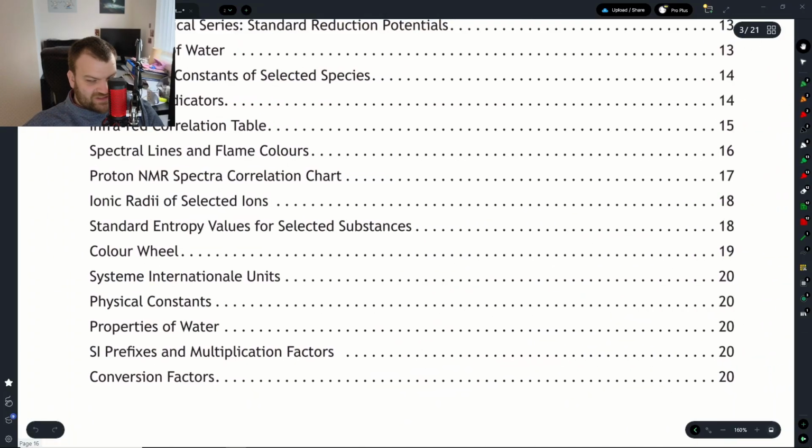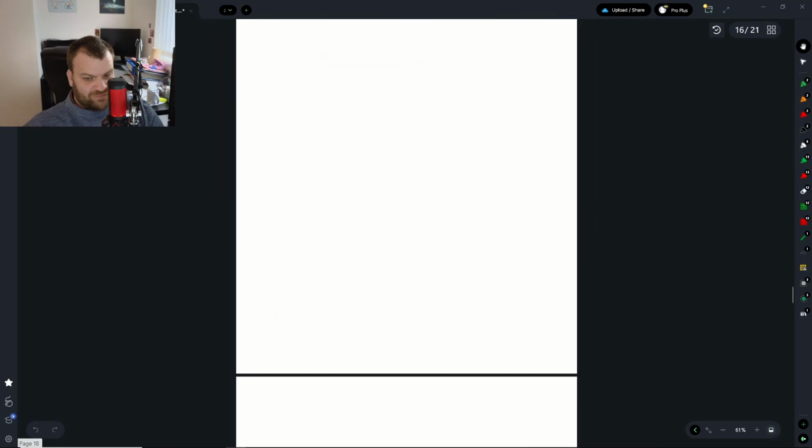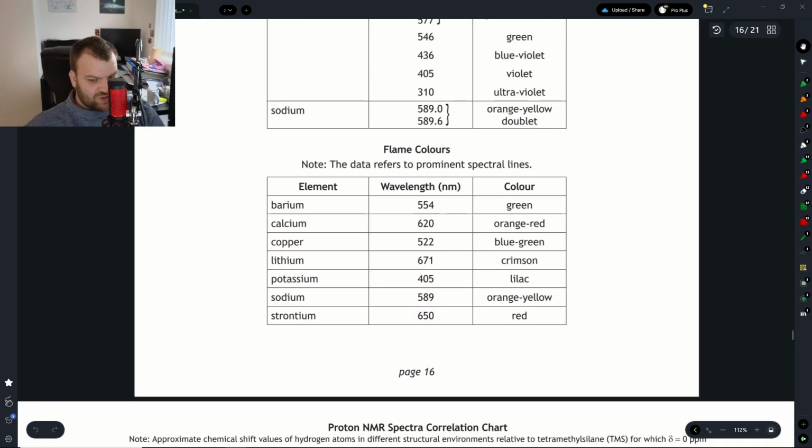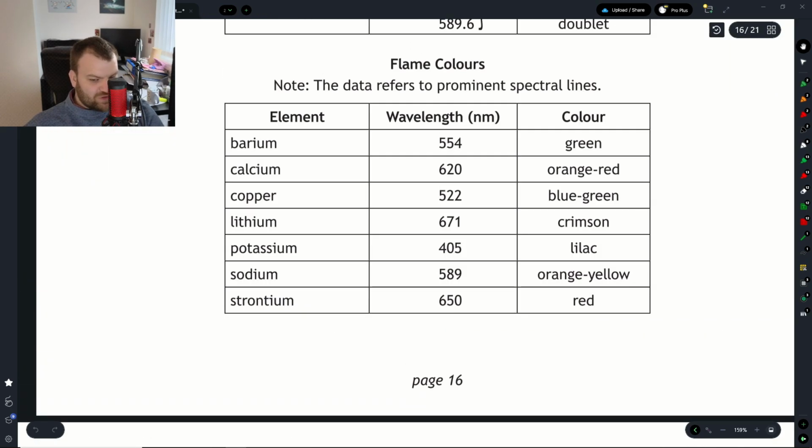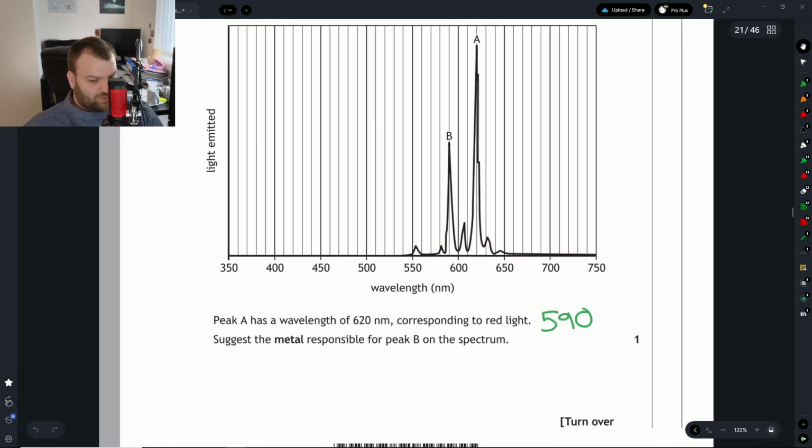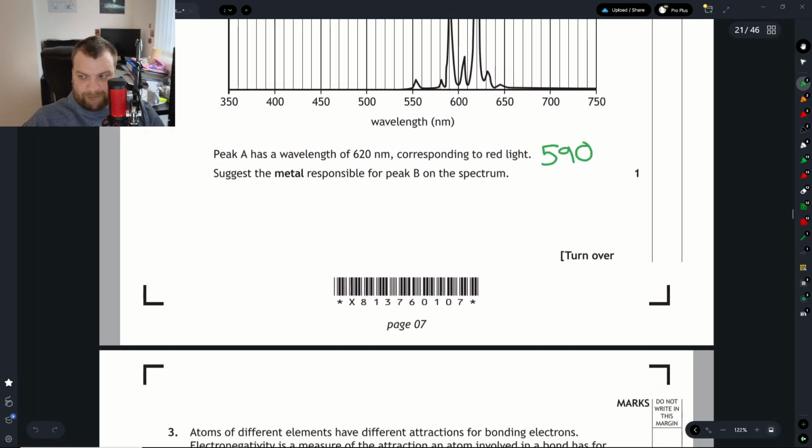We want to go to the data booklet. We're looking to go to page 16, which discusses flame colours. It's down the bottom of that page. The number closest to 590 would be sodium, which is 589. So the metal B would be sodium.